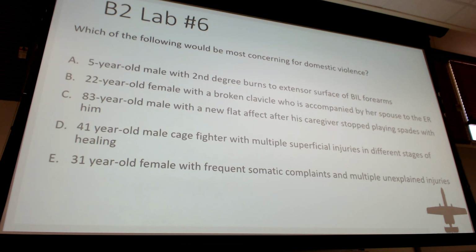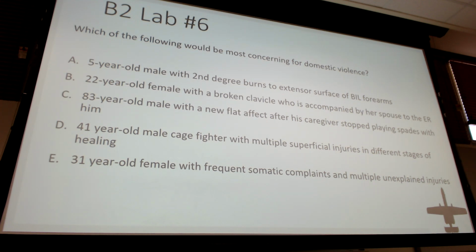So, a 5-year-old child, male, with second-degree burns on extensive surface of bilateral forearms. Uh-oh, what do we have to know? What slide comes to mind? The chart, right? We have to know burns, fractures, soft tissue injury, and the age of each one of those. How about a 5-year-old, second-degree burns, extensor surface, bilateral forearm? Is that concerning? Yes, can be. All right, let's see if we've got a better one.